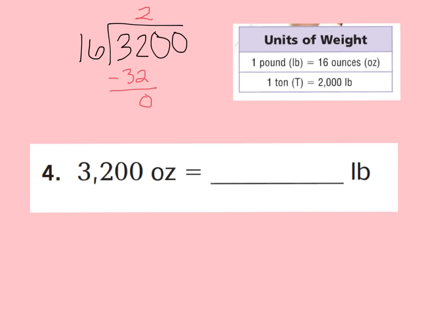Let's subtract, bring down our tens. Now 16 cannot go into 0 tens. We have 0 there to share. So let's multiply. We have 0. And then don't forget to bring down my 0 ones. If we have 0 ones, we cannot put any into 16 groups. So we're going to put a 0 right there. So now multiply, subtract. There's nothing left over. So we would say that there's 200 pounds for 3,200 ounces.